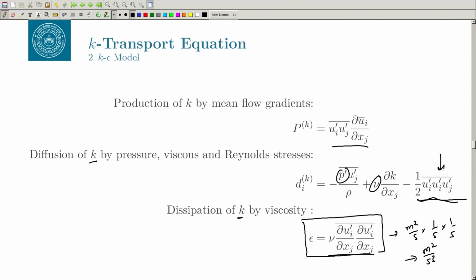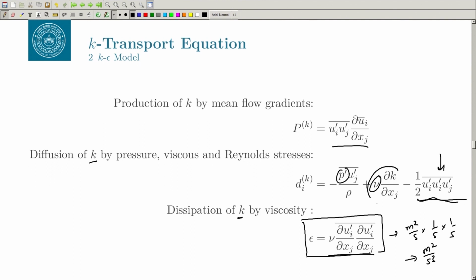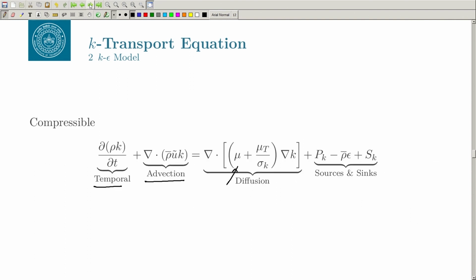And this will be giving you mu t. So this is mu del grad k, which is this term. And this is basically the diffusion due to Reynolds stress, which is given by mu t by sigma k. Sigma k is nothing but an empirical constant, which can be evaluated by comparing with different experimental data or even the DNS data.